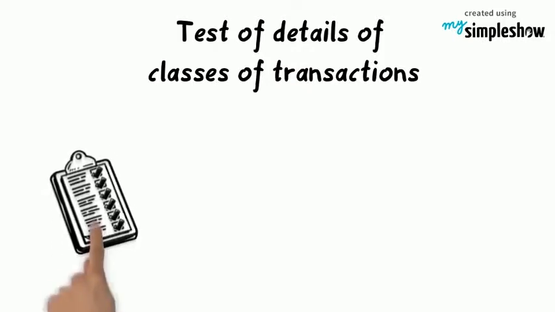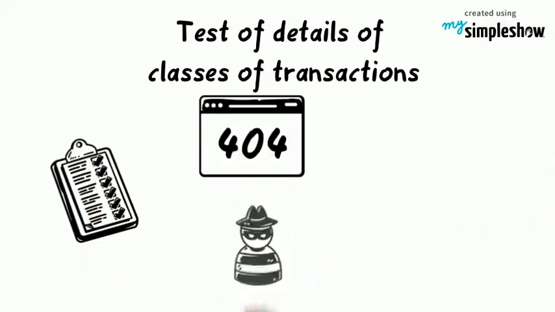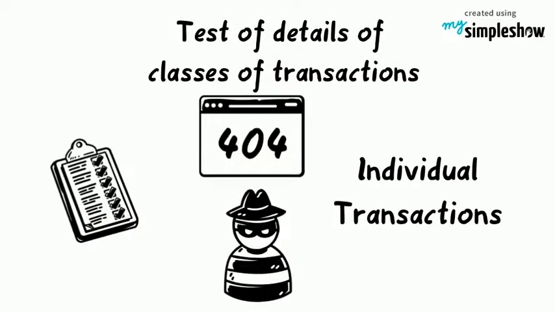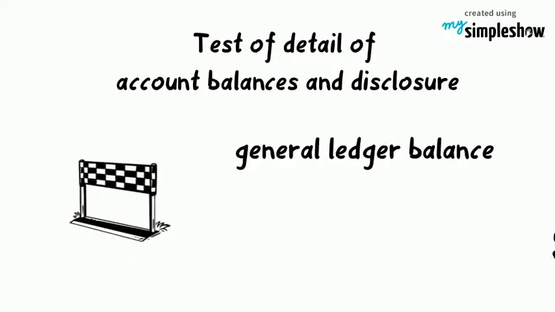Next, test of details of classes of transactions. It is a transaction test for error and fraud in individual transactions. Lastly, test of details of account balances and disclosures. It is the ending general ledger balance for a statement of financial position item.